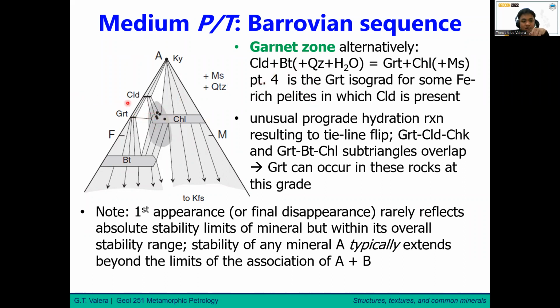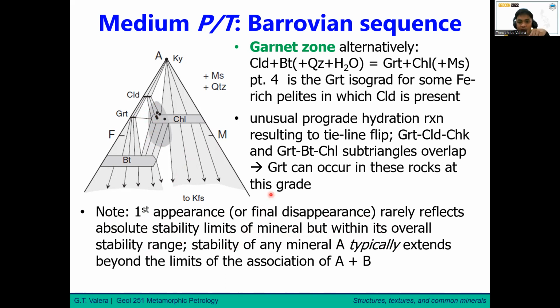So, chloritoid plus biotite, tie line flip, punta sa garnet plus chlorite, and then the iron-rich ones are now exposed to the garnet, chlorite, chloritoid triangle, and at the same time, garnet, chlorite, biotite triangle. So, as you can see from here, the first appearance or final disappearance of the mineral rarely reflects yung absolute stability limits of that mineral, but instead, it reflects yung overall stability range. Okay, I think we've discussed this before.